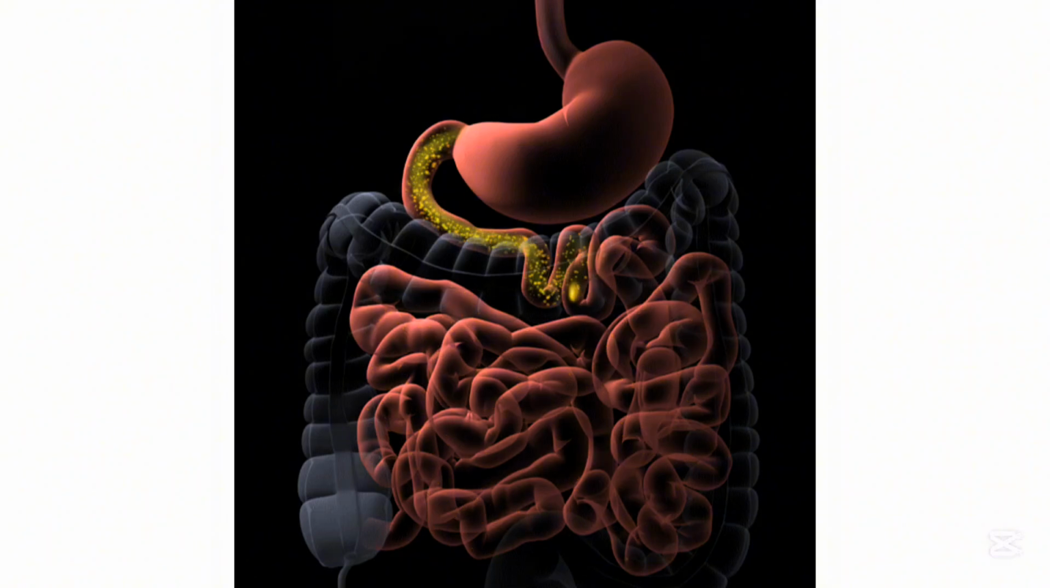The small intestine is the place where the maximum absorption takes place. The undigested food is passed to the large intestine, and the large intestine absorbs the remaining water, vitamins, and minerals from the undigested food, and finally the undigested food is excreted out.